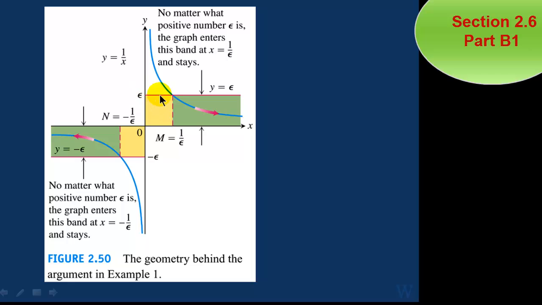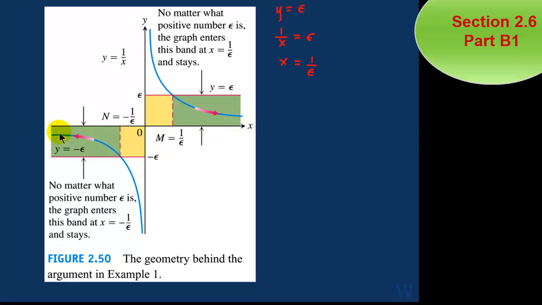where we want to find a value M such that for all x greater than this M, and notice that if y is equal to epsilon, then solving for x, y equals 1 over x, so 1 over x is equal to epsilon. Solving for x, x is equal to 1 over epsilon. So for this corresponding y, our x is equal to 1 over epsilon. And notice from the graph that for all x to the right of M, to the right of 1 over epsilon, these y values remain within the green band.